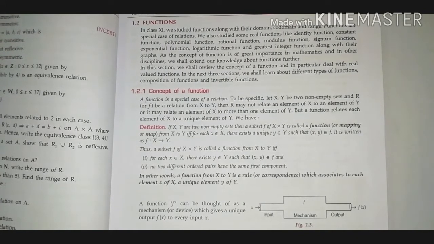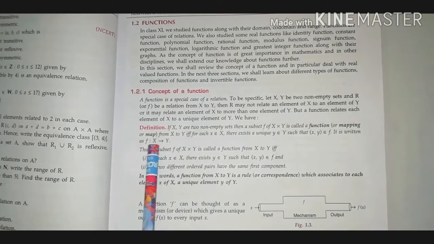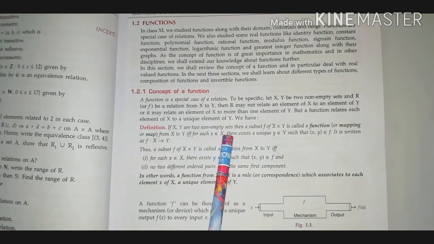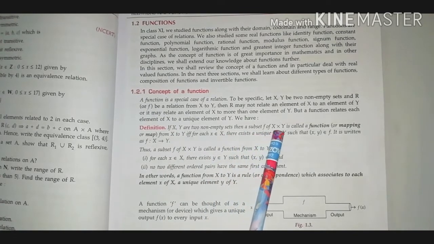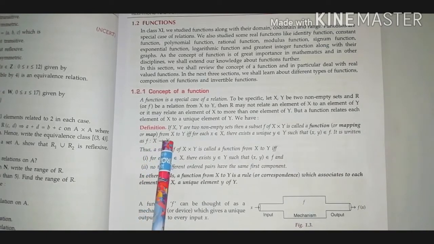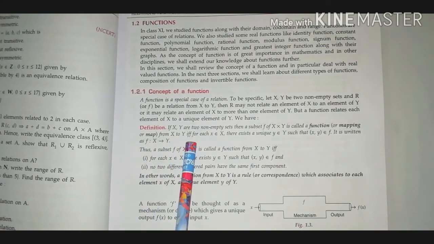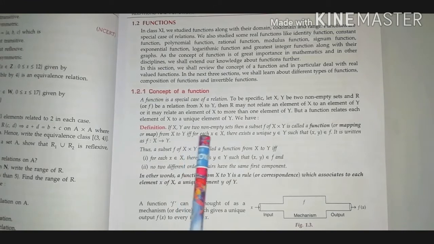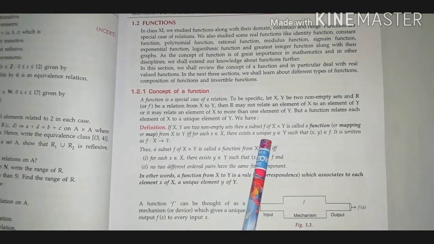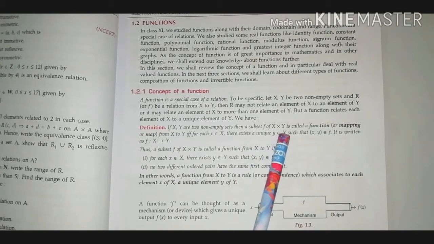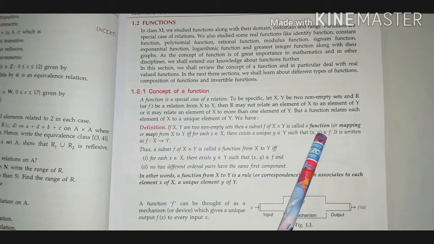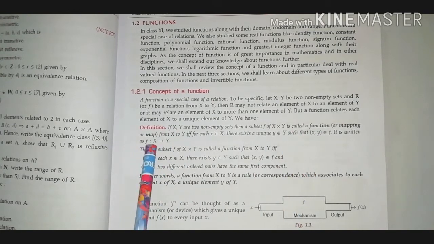Which are those conditions? The definition is given like this: if X and Y are two non-empty sets, then a subset f of X cross Y is called a function, or mapping, or map from X to Y if and only if for each x, x belongs to capital X, there exists a unique y belongs to Y such that (x, y) belongs to f, and it is written as f from X to Y.